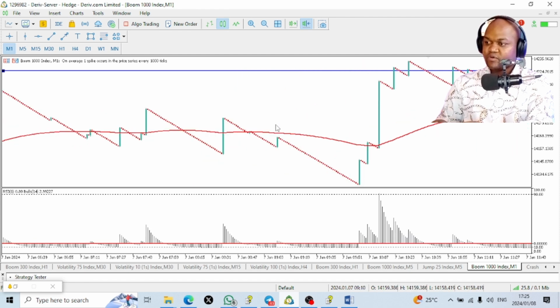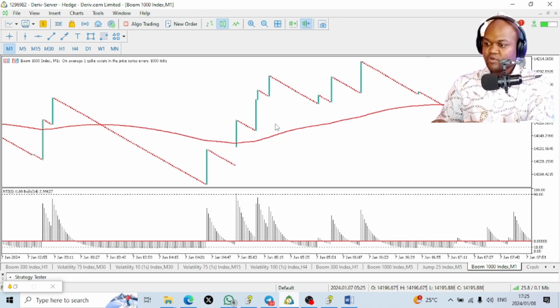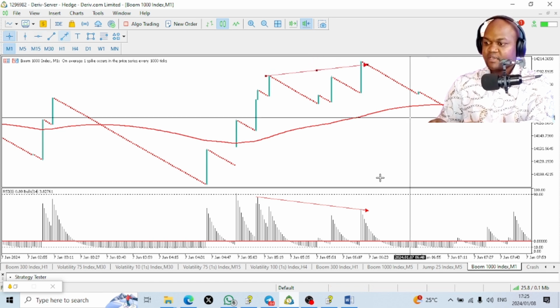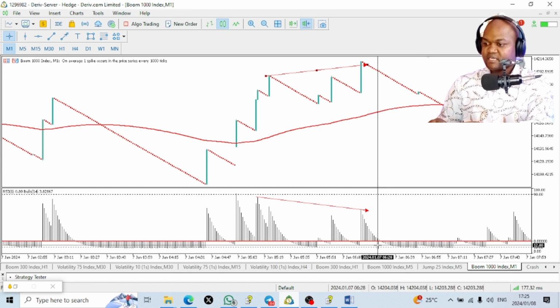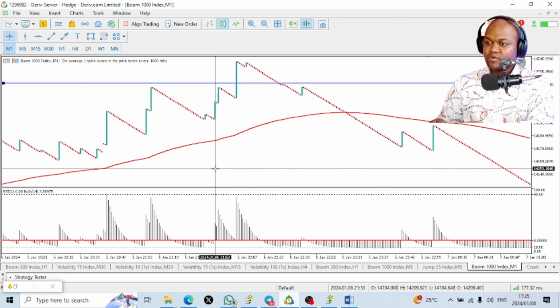Okay, so let's look for maybe 2 more examples. We can see here we had price moving downwards like this, and then we also have a divergence here. We're using the 1 minute time frame, and what we see, we can see price then started to move downwards here.